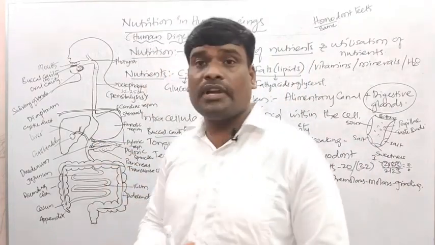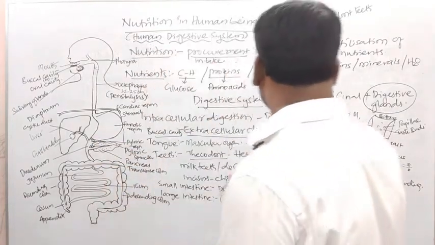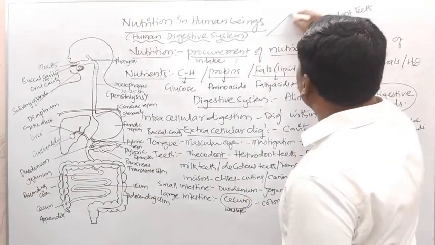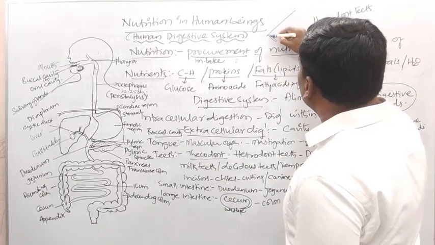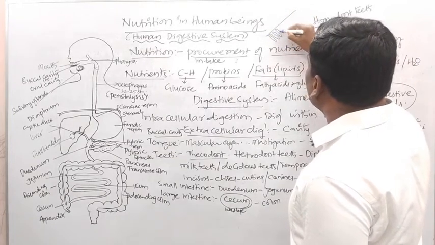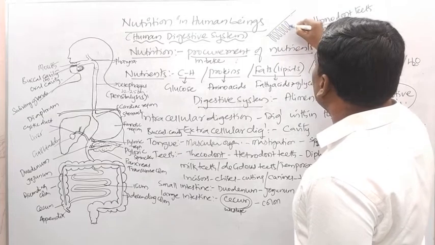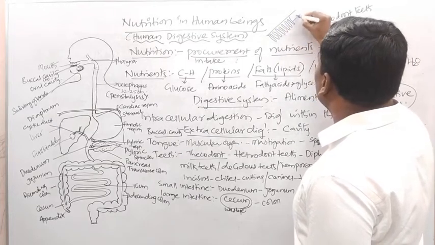Most of the food particles get digested and absorbed in the small intestine only, isn't it? We forgot to say one thing, children. The inner lining of the small intestine consists of finger-like projections called villi, isn't it? So these are called villi.